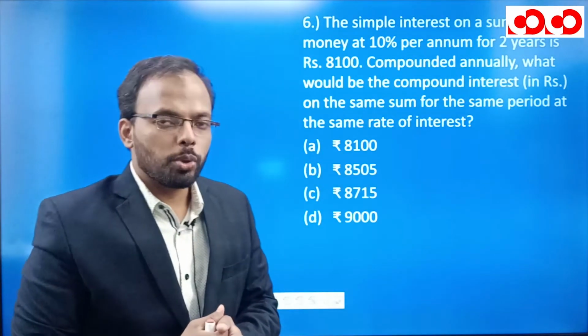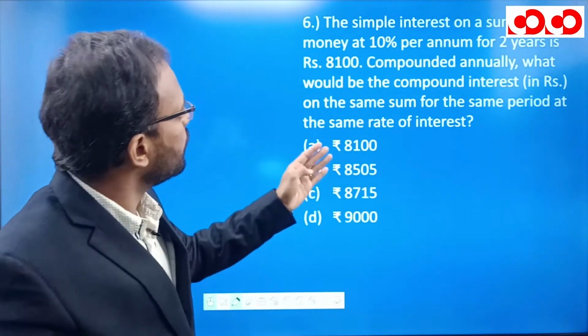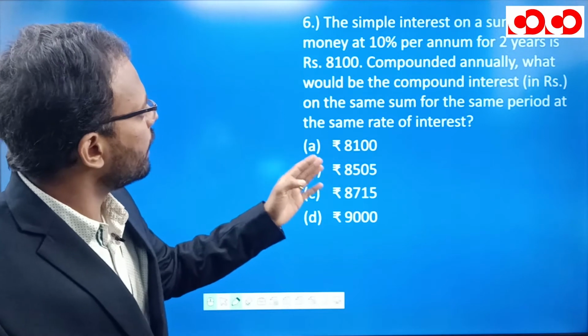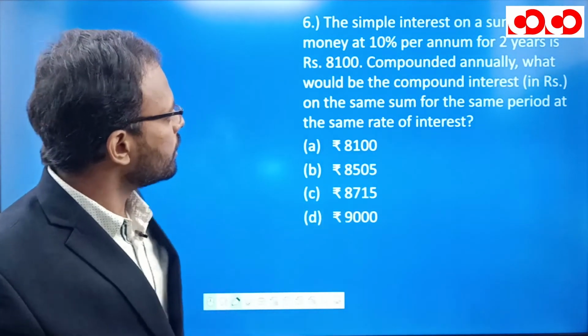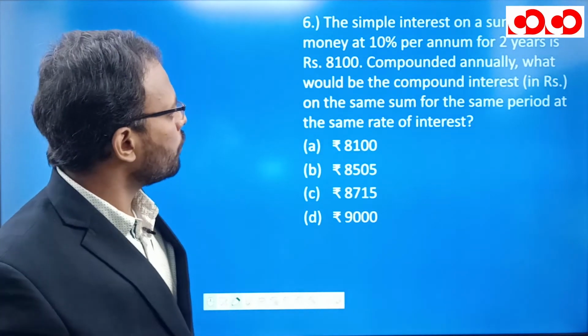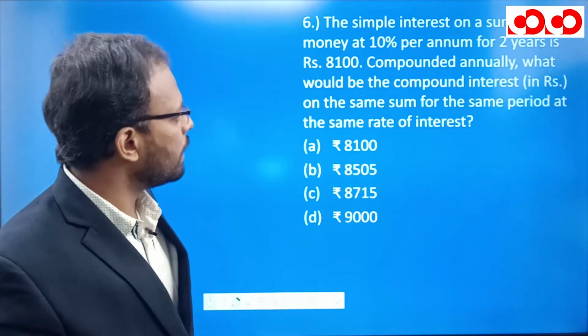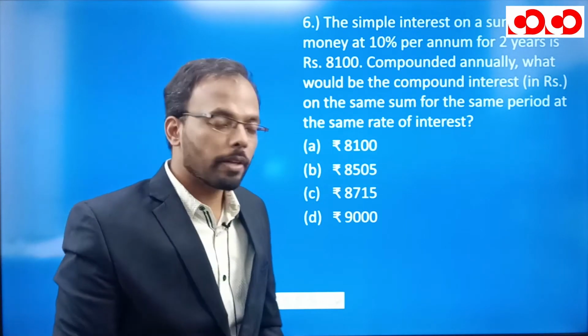Here is the next question based on simple interest. The simple interest on a sum of money at 10% per annum for 2 years is 8100. What would be the compound interest in rupees, compounded annually, on the same sum for the same period at the same rate of interest?